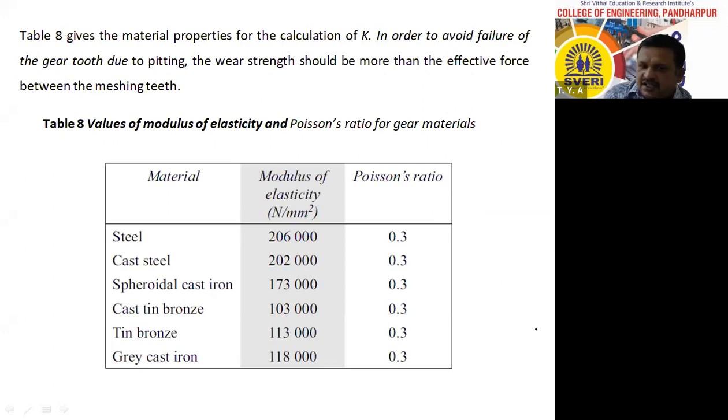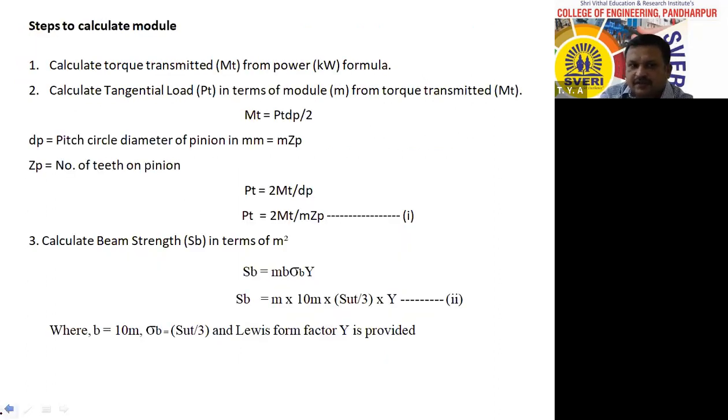For steel, modulus of elasticity is 2.06 into 10 raised to 5, Poisson's ratio 0.3. Cast steel 2.02 into 10 raised to 5, 0.3. Spheroidal cast iron 1.73 into 10 raised to 5, 0.3. Cast tin bronze 1.03 into 10 raised to 5, and 0.3. Tin bronze 1.13 into 10 raised to 5, 0.3. Gray cast iron 1.18 into 10 raised to 5, 0.3. Therefore, write down these steps now one by one.